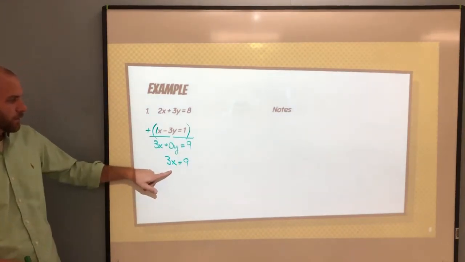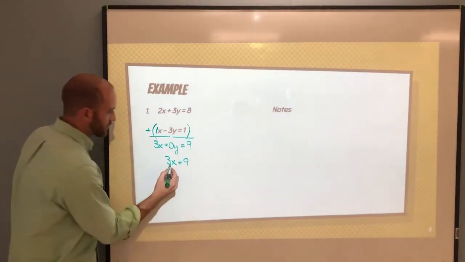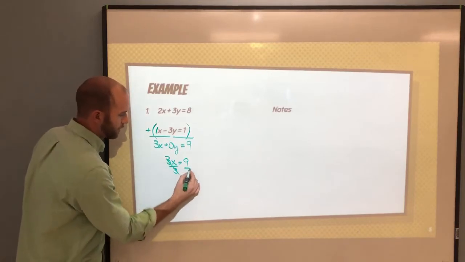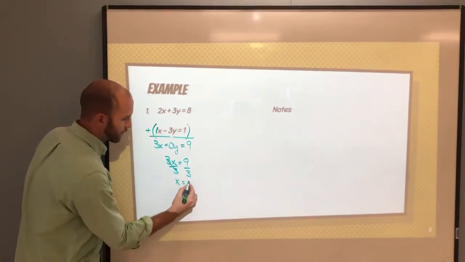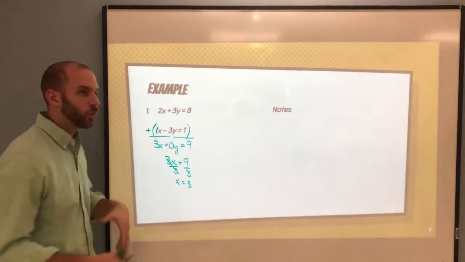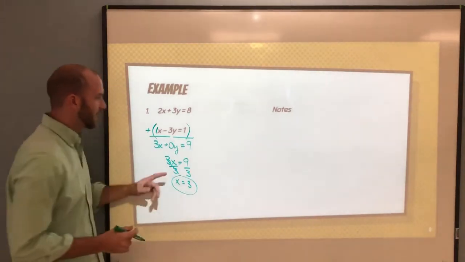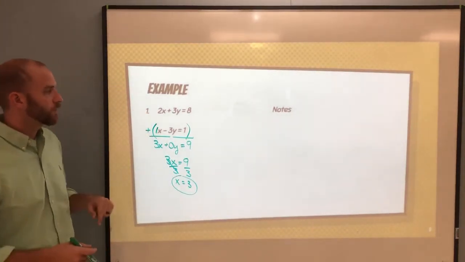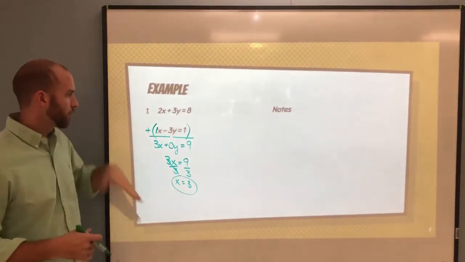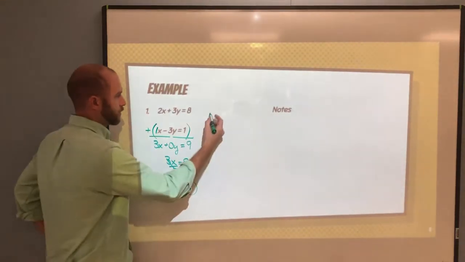From here, we just want to solve for x. Divide both sides by 3, and we find that x equals 3. Now at this point, it's going to work a lot like substitution. We're going to take this x equals 3, plug it into either one of our equations above, and solve for y. I'm going to use this first equation.